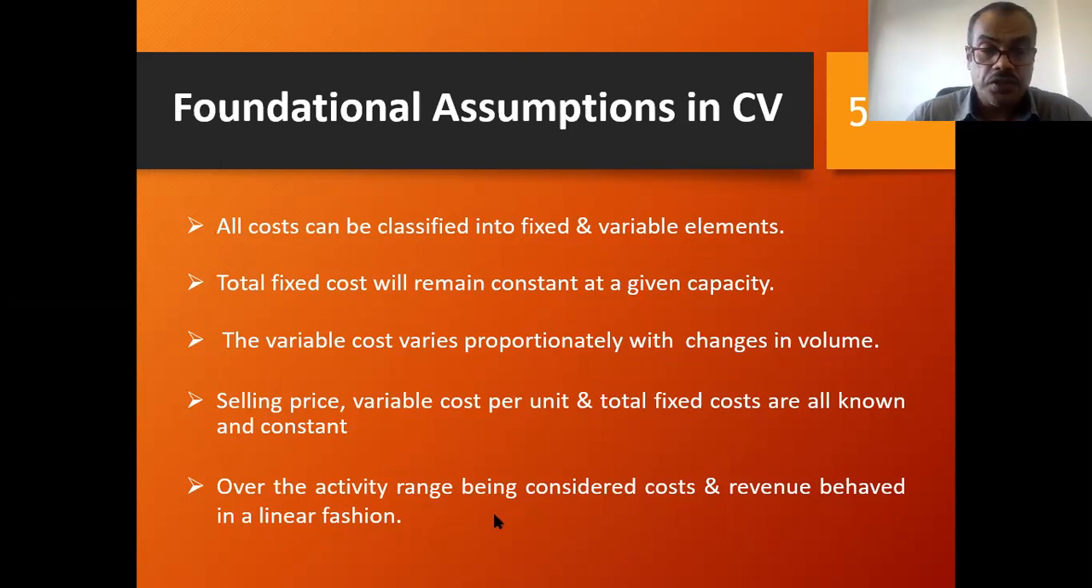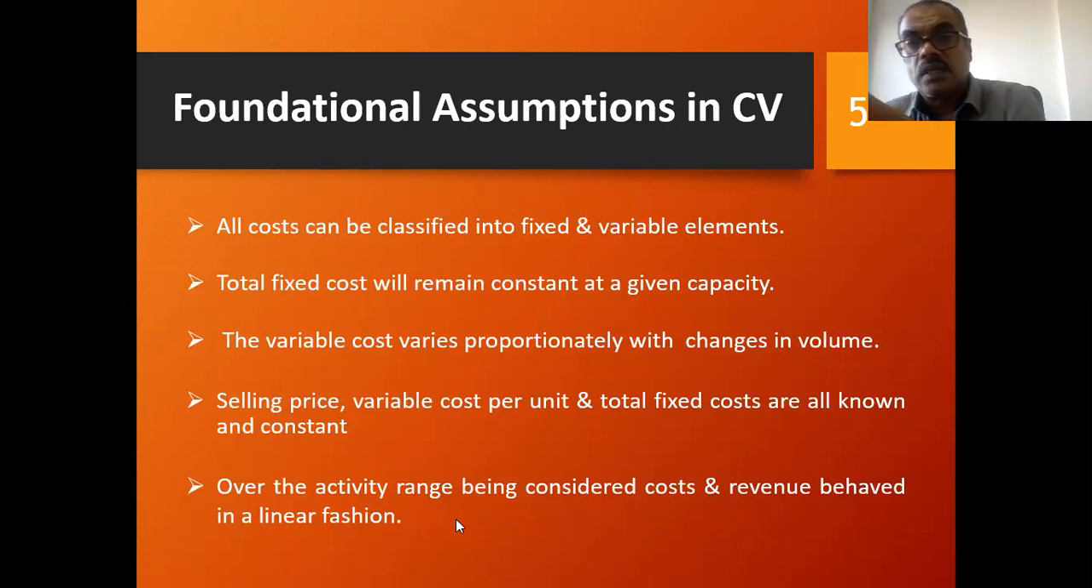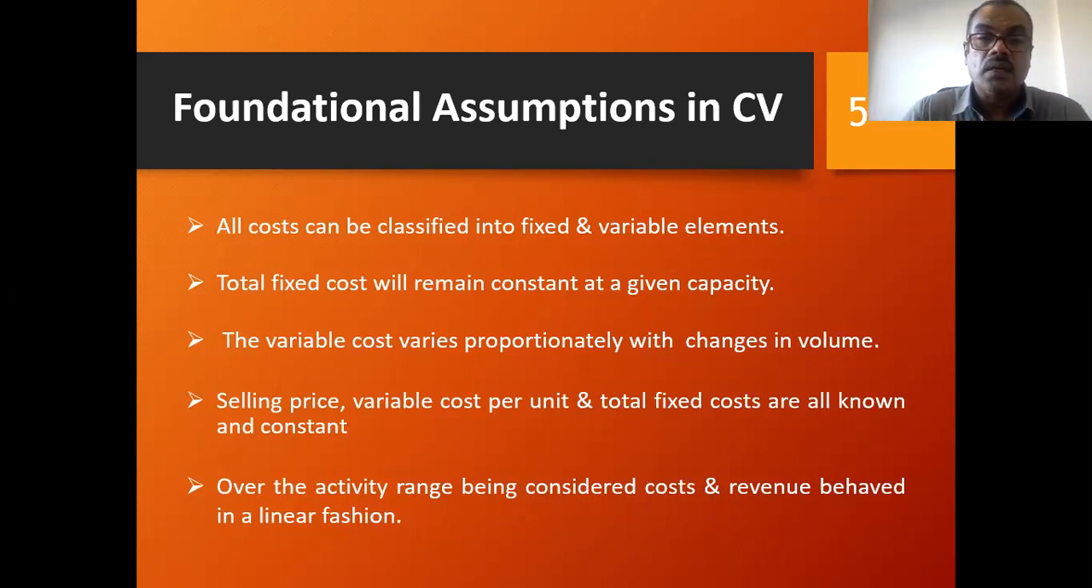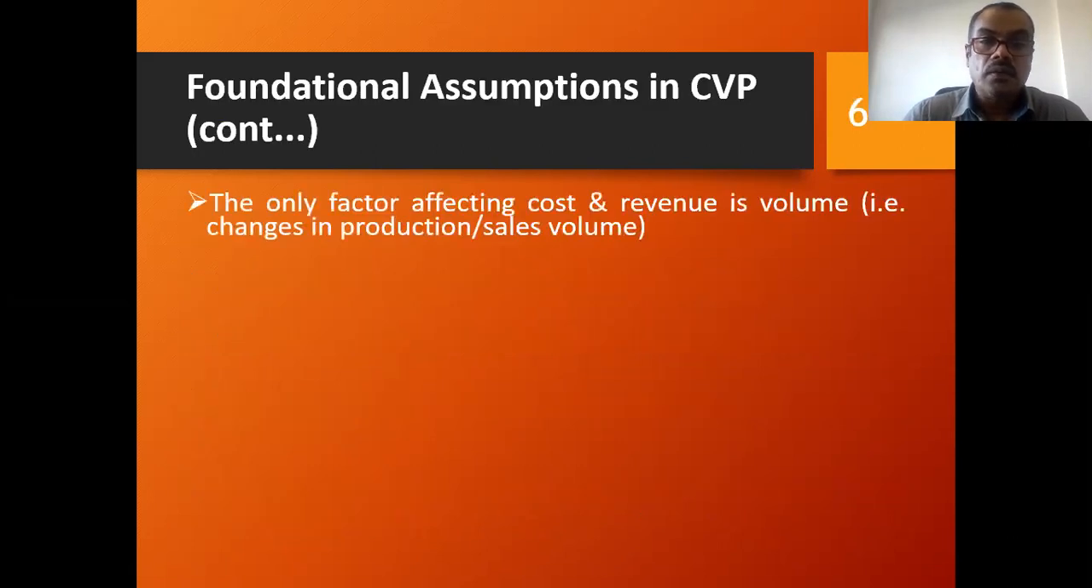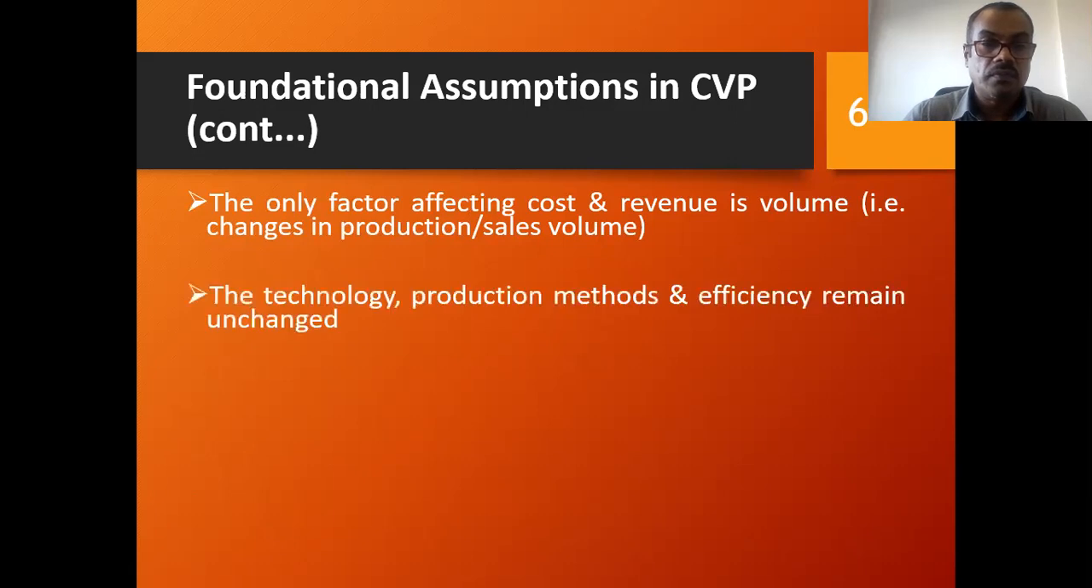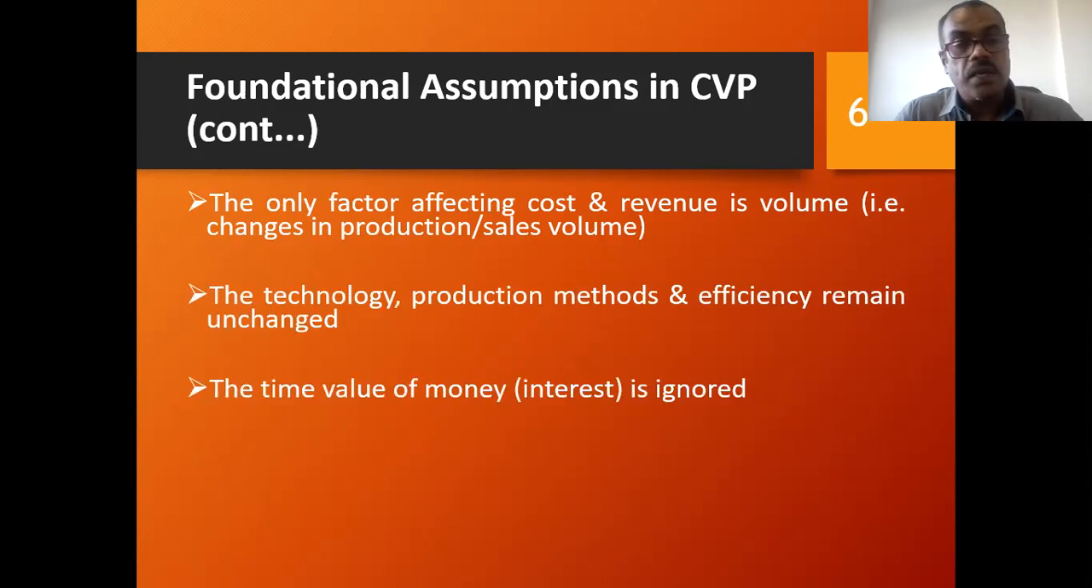Over the activity range being considered, cost and revenue behave in a linear fashion. That is the linear relationship. Non-linear relationships are not entertained. The only factor affecting cost and revenue is the volume. Technology remains unchanged. Again, we do not consider time value of money.